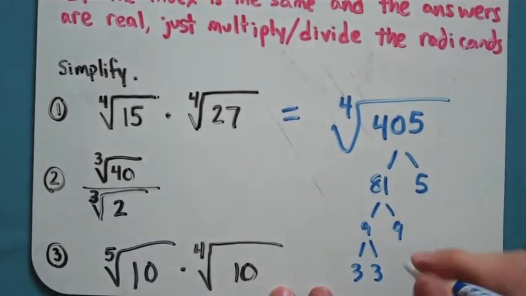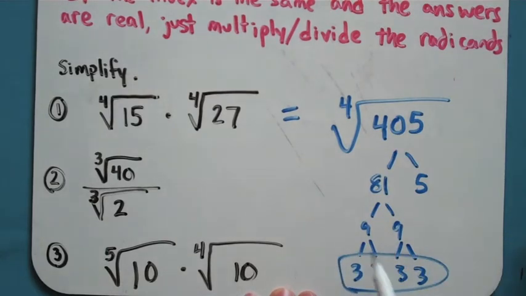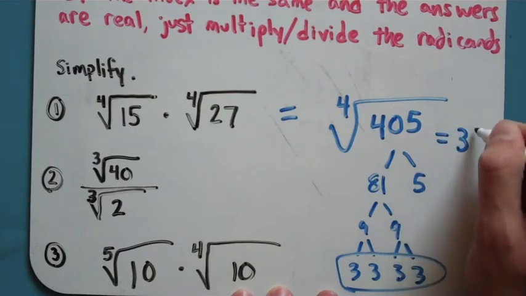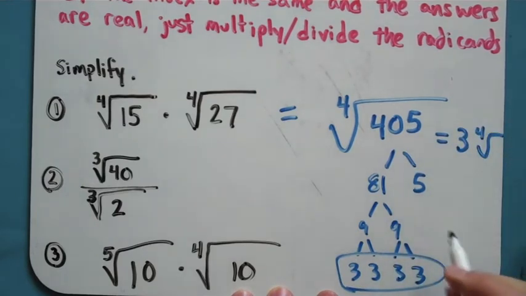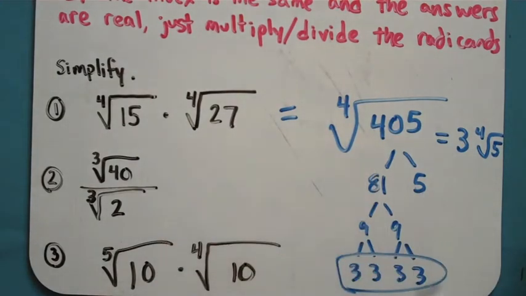Going a little bit off screen here. You're going to find that you have a group of 4 3's. You get to put a 3 on the outside. Your final answer for this one is 3 times the 4th root of that leftover 5 that we didn't use. So you multiply the insides, you simplify like normal, and it's not so bad to do.